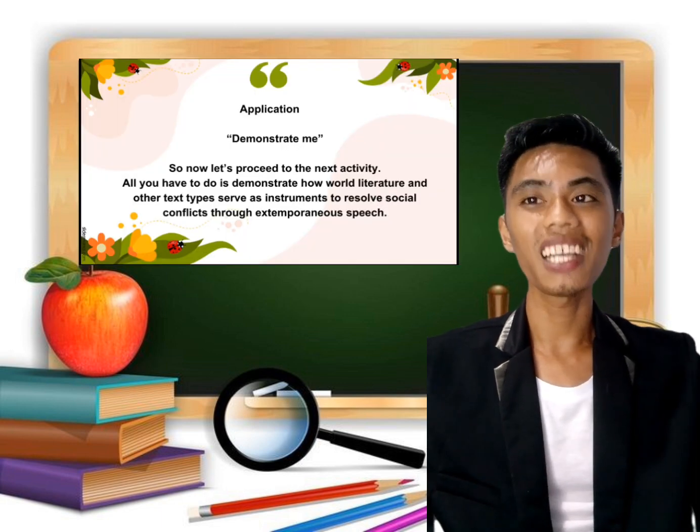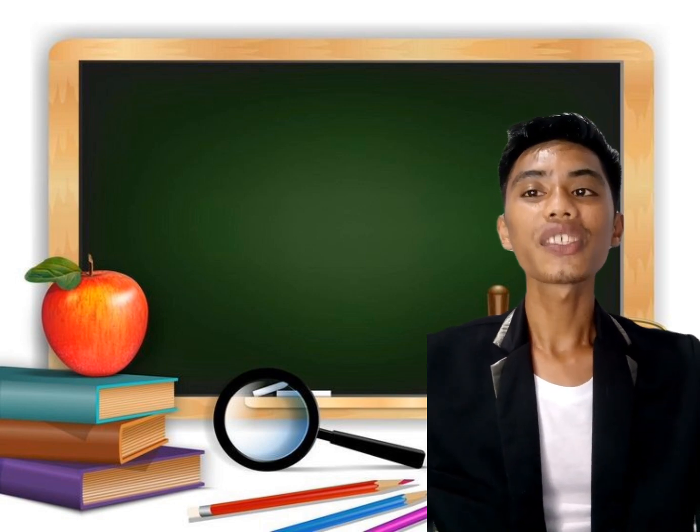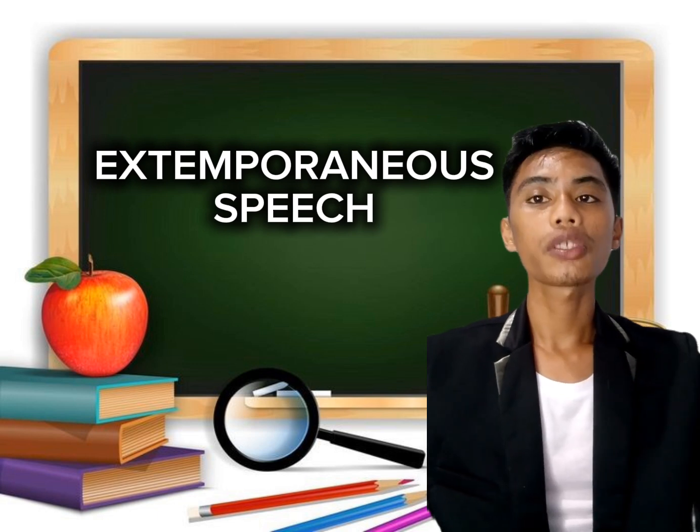This activity is called Demonstrate Me. All you have to do is to demonstrate how world literature and other text types serve as an instrument to resolve social conflict, through extemporaneous speech. Every group must have one representative to do the extemporaneous speech, and all the members will need to take notes because I will raise a few questions with regards to each question. Okay? Okay, very good, class.